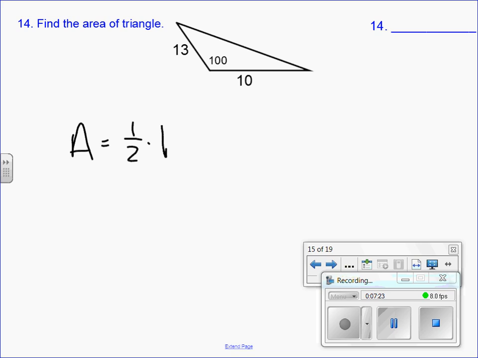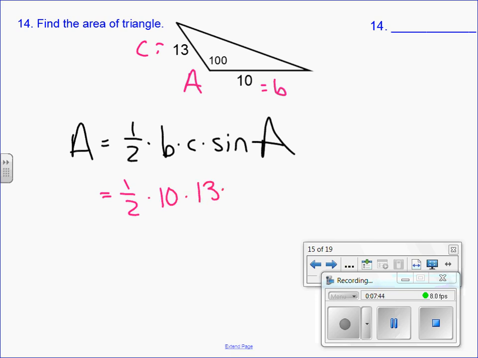1/2 bc sine A. So if we want that formula to be compatible with this triangle, I would label this my large A, and then these guys my small b and my small c. All right, so we're going to put the b of 10 in, the c of 13 in, and then the sine 100. This is not a hard formula to use at all. You can just type it in right straight away.